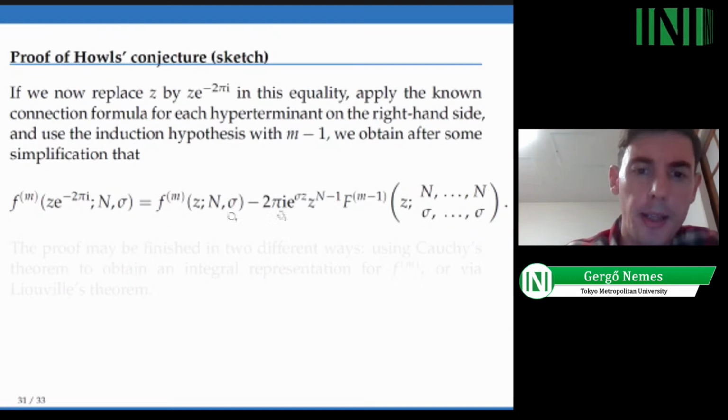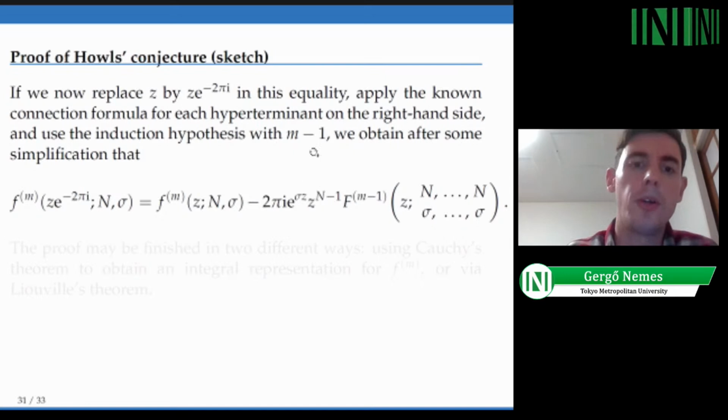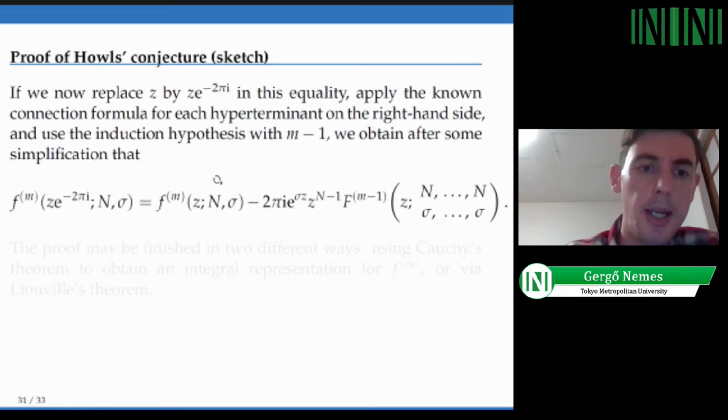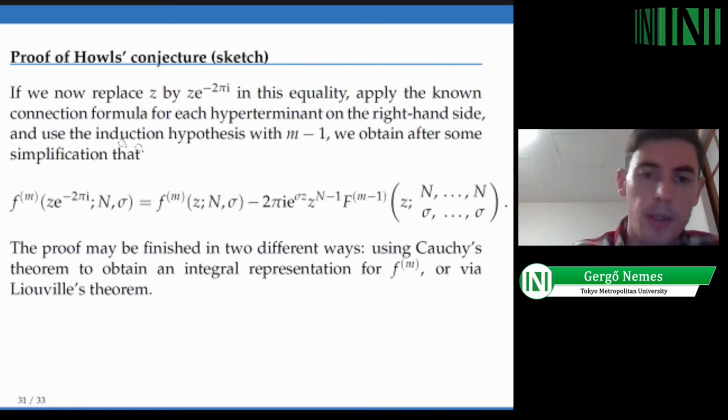And in the end, we end up with this very clean result. We also have to use the induction hypothesis once more with m minus 1. So we end up with this nice connection formula for f_m. And then from this point, there are at least two ways to finish the proof.